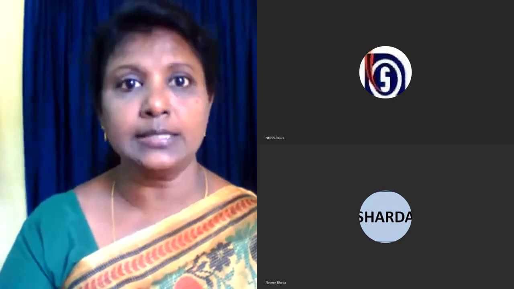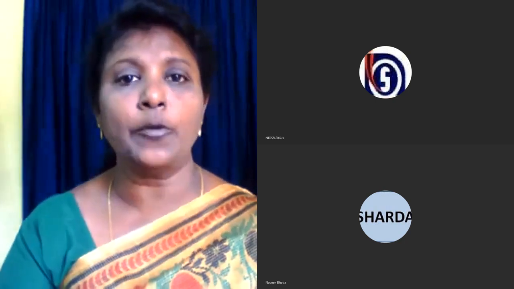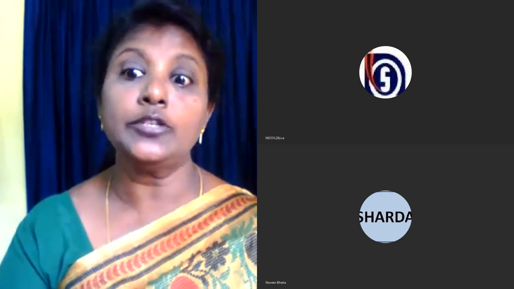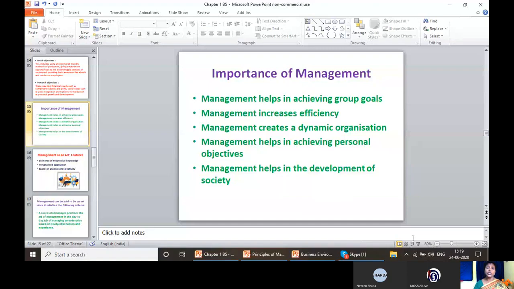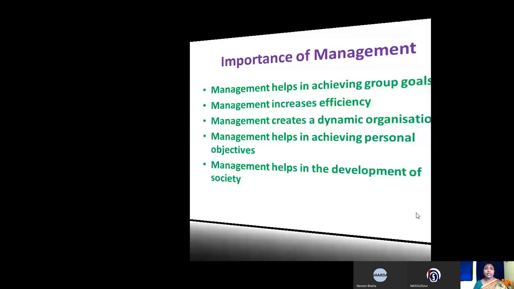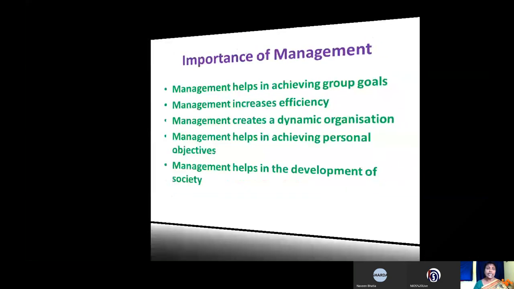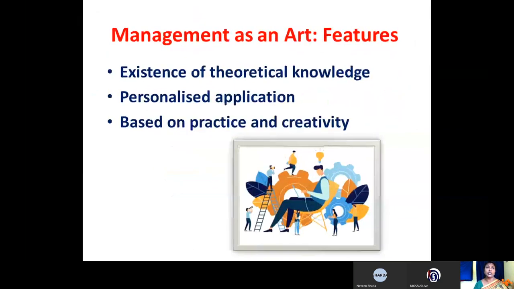So having studied the characteristics and the objectives and the importance of management, I now come to the next topic, the nature of management. What do you understand, students, about the nature of management? Each one has a particular nature. An elephant has a particular nature, whereas an ant has a particular nature. Management also has natures, and let us study the various aspects of the nature of management. The first thing is: is management an art?